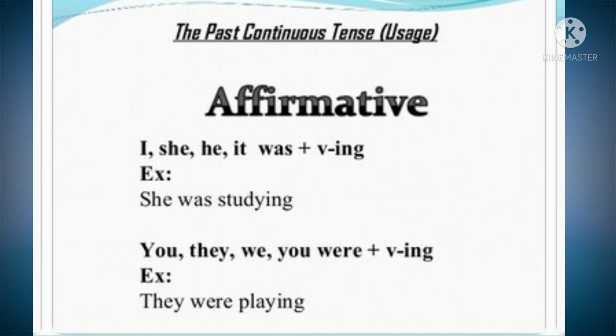This is the structure for an affirmative sentence in past continuous tense. That is subject plus was or were plus ing form. Okay, see these sentences. She was studying. Since the subject is singular, we use was, and if it is plural, we use were. That is the only change with the persons, the verb which we use with the persons. Okay, that means for all the singular forms of persons we use was, and for all the plurals we use were.